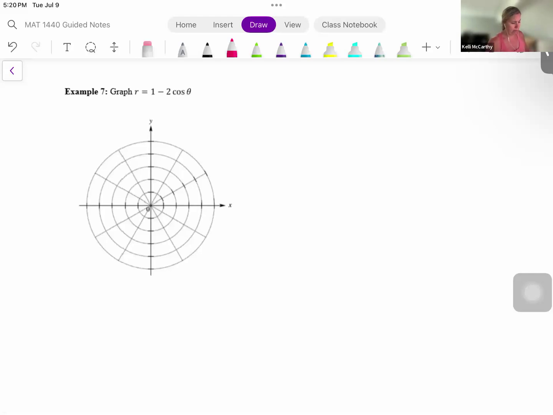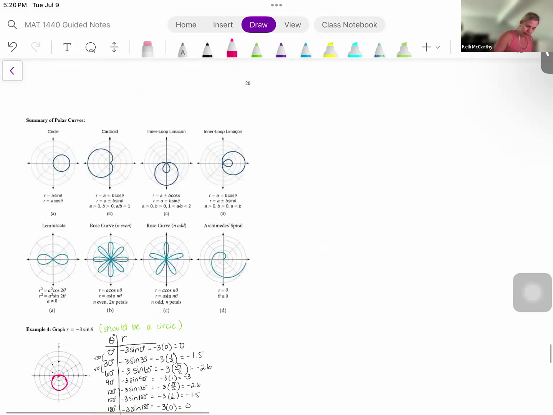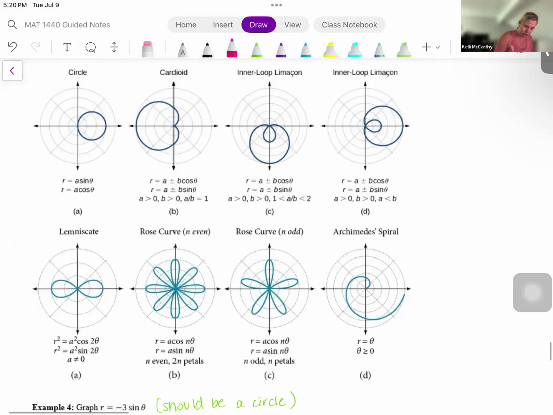r equals 1 minus 2 cosine theta. So let's look back at our chart. Identifying these values, a and b are 1 and 2. Because this still looks a lot like one of the equations for a cardioid or a limaçon. Limaçon, I think that's how it's pronounced. It's a French word.